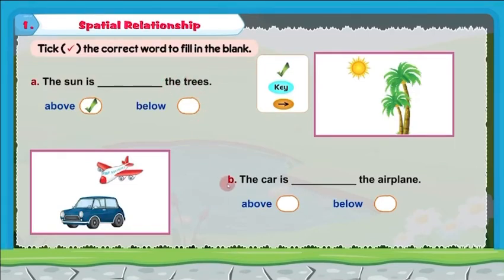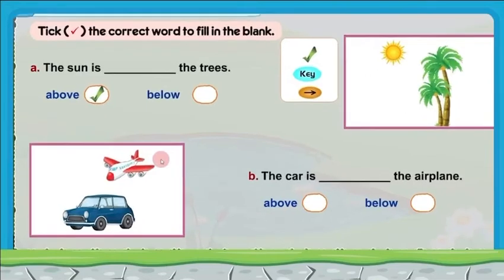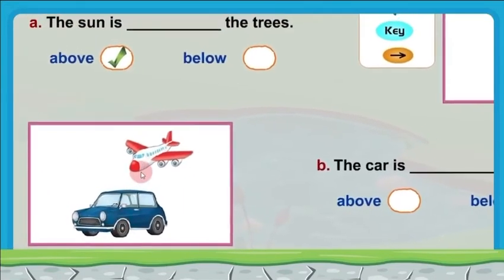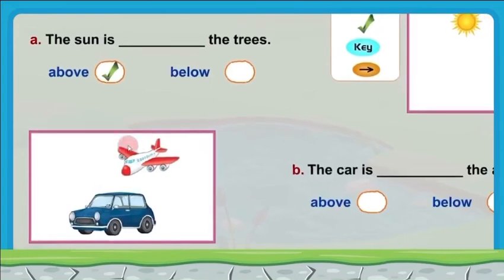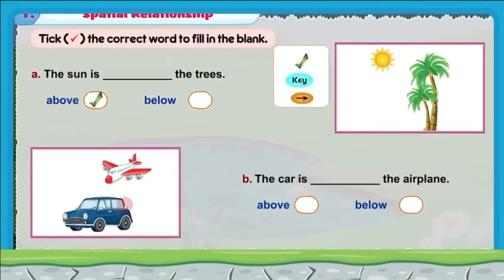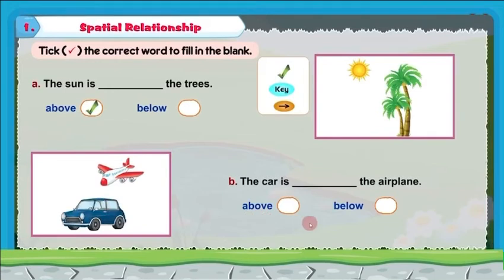Now if we see the B bit, the car is dash the airplane. Two options, above and below. Let's look at this picture. This is the car. Yes, this is the, what is this? Aeroplane. So where is the car? The car is below the aeroplane. So we will tick here below option.